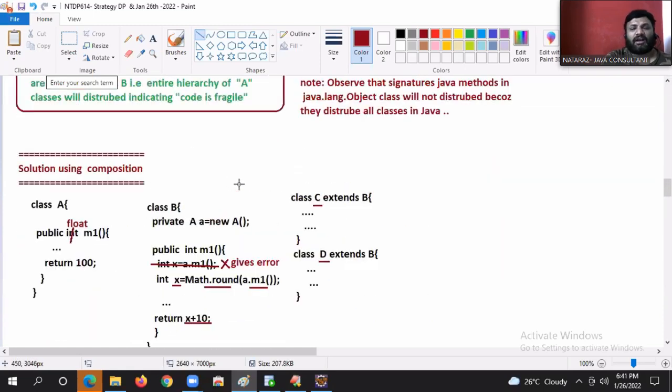Clear, guys? Now tell me, is composition better, or is inheritance better? Speak out, my dears. Composition is better because if we can handle this line, all issues got solved, right? If we can handle this line, all issues got solved. What do you say, guys? All issues got solved, boss.